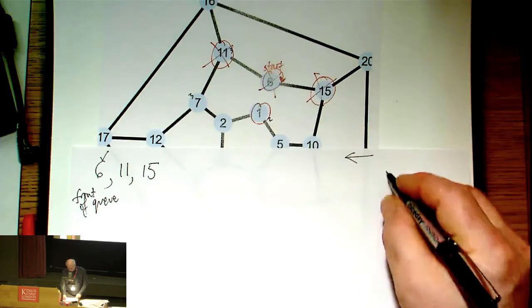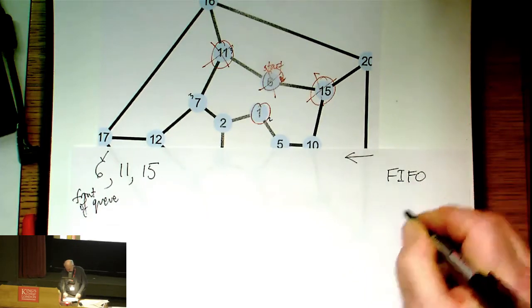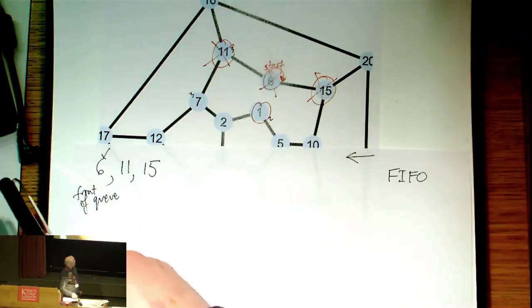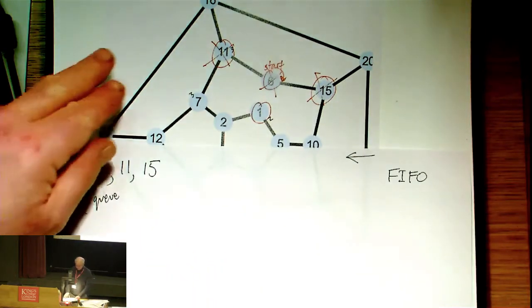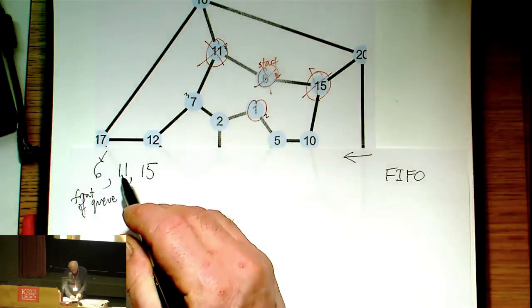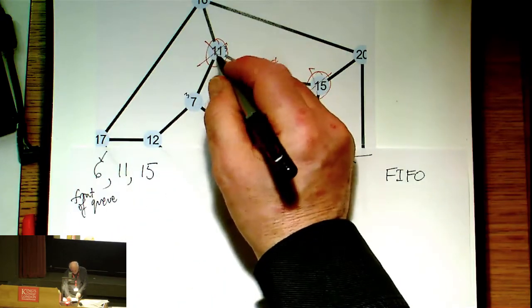This is sometimes called the first in, first out principle, because 6 has gone in first and it comes out first. It's the idea of the queue. Okay, so we've done 6. The next vertex to position ourselves at is 11.